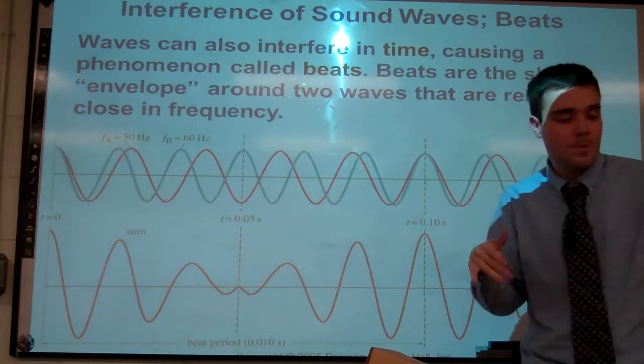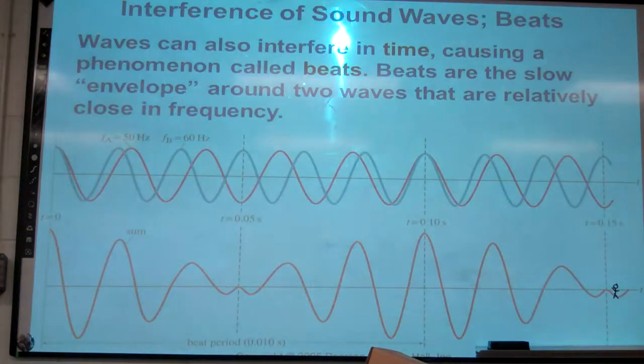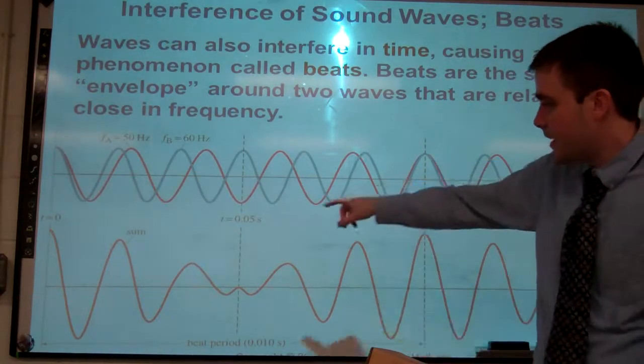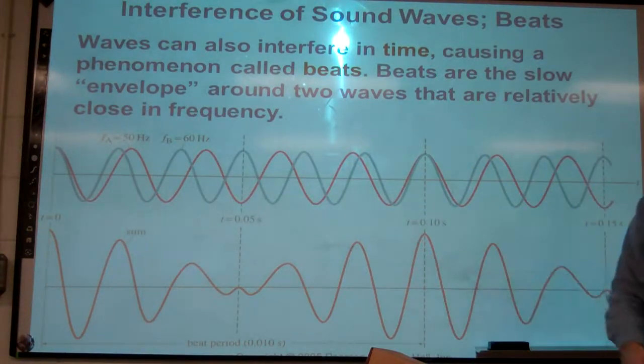So they add together in beats, and I think the equation for that is something we'll do on the worksheet at some point here. Does that kind of make sense how they add together and you'll get a pattern forming, and it becomes like a new frequency of sound?